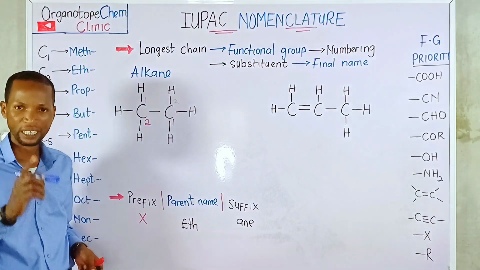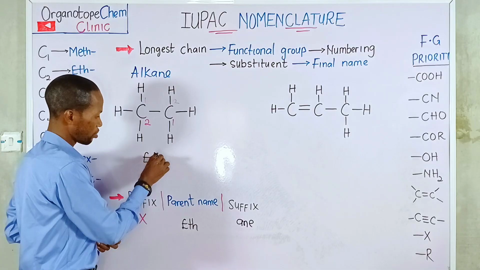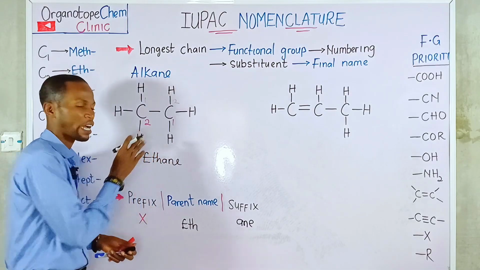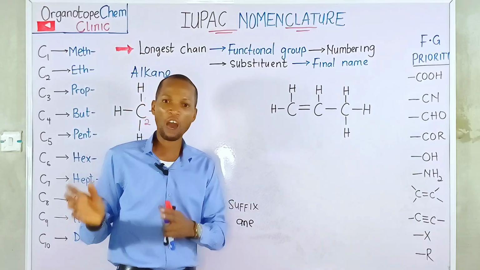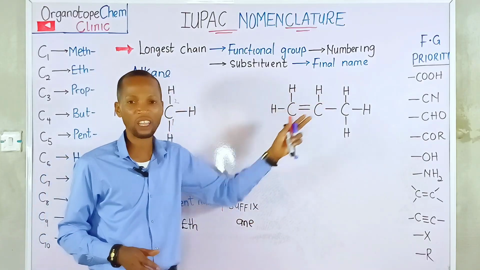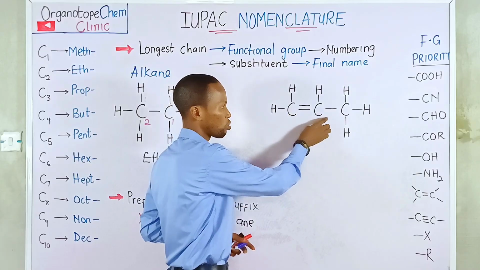So what do we have? That's right, we have the ethane molecule right here. So the IUPAC name is ethane. Now can we consider the next molecule right here? How many carbon atoms are there in the longest continuous chain? That's right, we have 3 carbon atoms, 1, 2, 3.